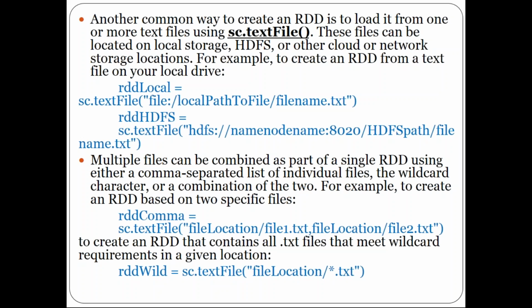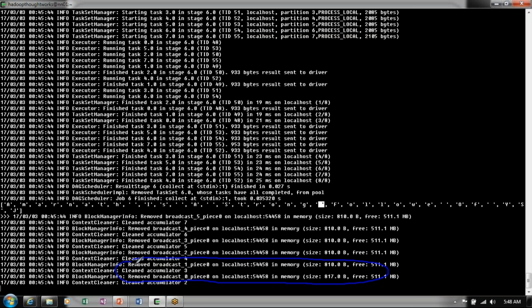For example, if you want to create an RDD from a text file on your local drive, you just give the local path to sc.textFile. If it is HDFS, you give the full location of HDFS. Multiple files can be read using a comma, which is this one, and wildcards can be implemented with this one. Now let me show you something.